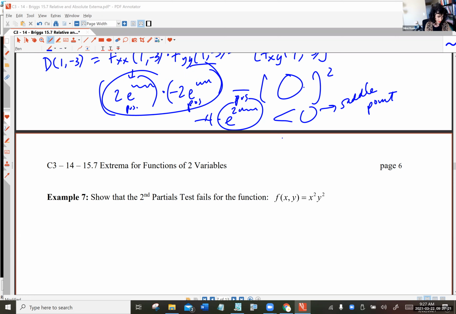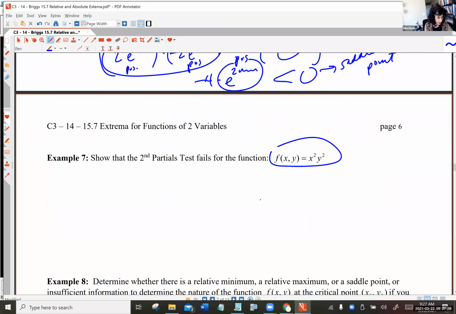Okay. So I want to show you where the second partials test fails. And that's when your D ends up being 0. Does that mean that there are no extrema? No, it just means the test fails. That's all. So let's take a look at this function, which is kind of a weird function, x squared times y squared. And let's go get its partials. So fx is 2xy squared. We'll set it equal to 0. Fy is 2x squared y, set it equal to 0.